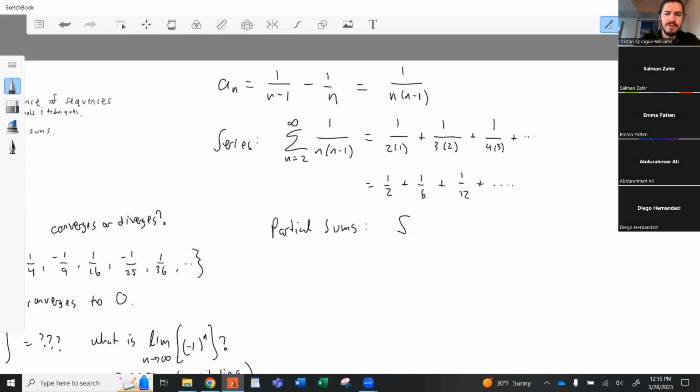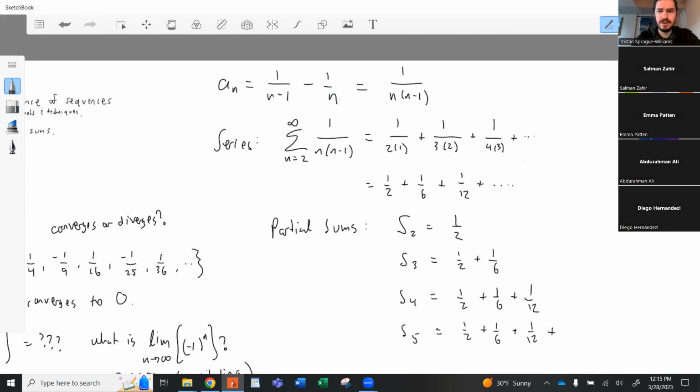So, partial sums. We're going to start with S2 for this because n starts at 2. S2 would be 1/2. S3 is a half plus a sixth. It's going to be A2 plus A3 added together, right? And then S4 is a half plus a sixth plus a 12th, and so on. S5 would then be a half plus a sixth plus a 12th plus, what's the next one? 1/20th, I think. It'd be 5 times 4.